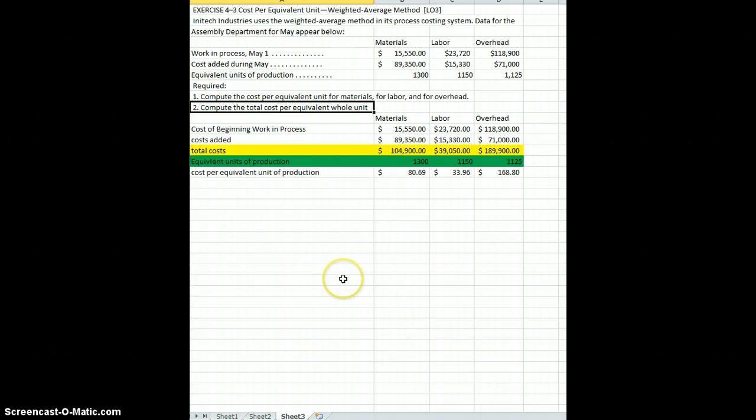And number two says compute the total cost. So what we need to do is add these three numbers: the 80.69, the 33.96, and the 168. So I will go ahead and total them. And I get 238.45. And that represents my total cost per equivalent unit. So that's what we get right there for $238.45. And that's how you complete exercise 4.3.